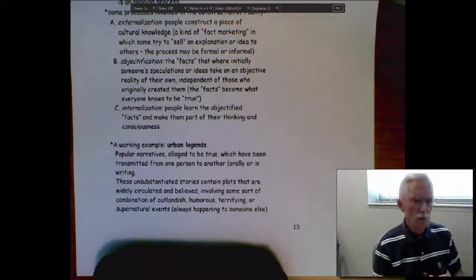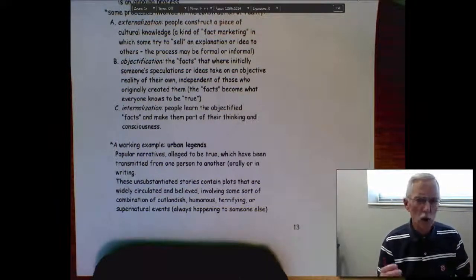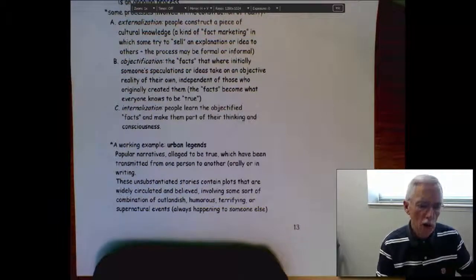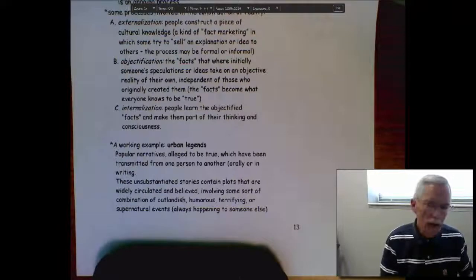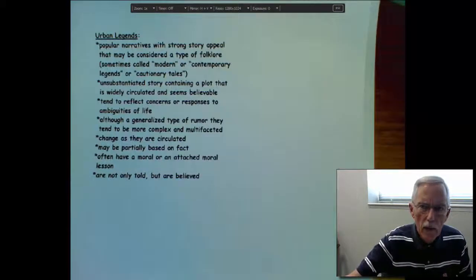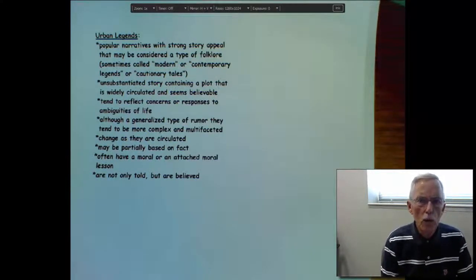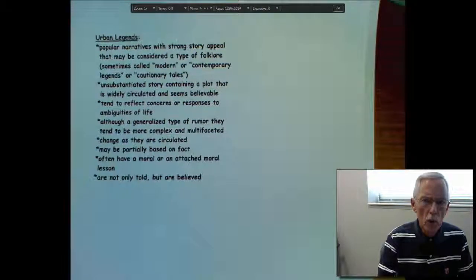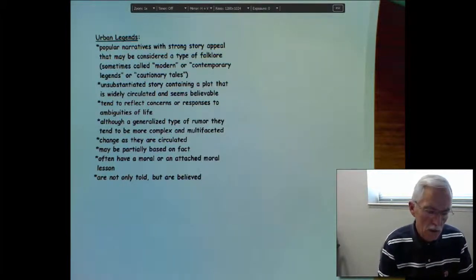Some folks have wondered why the terminology urban legend. Well, some have suggested this is a way of separating contemporary stories or legends or myths from those of earlier eras, if you wish. Now, one of the things I wanted to highlight, and you don't have this in your study guide, but focus on it if you will, are some of the major characteristic elements of urban legends.